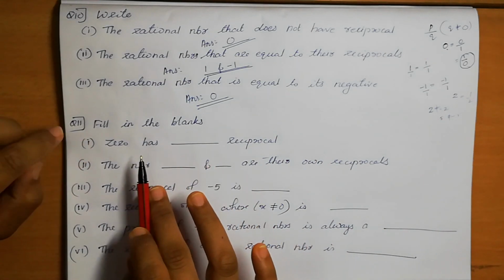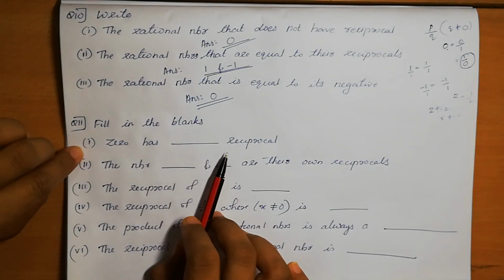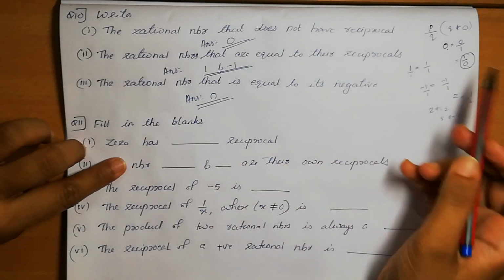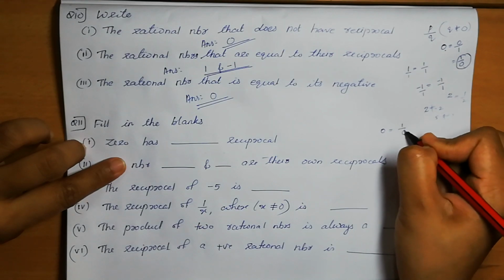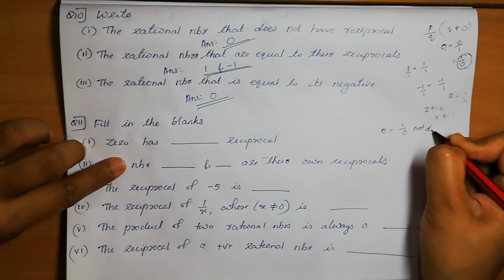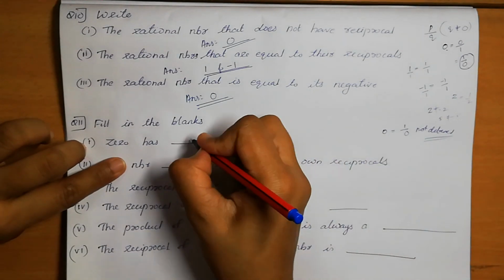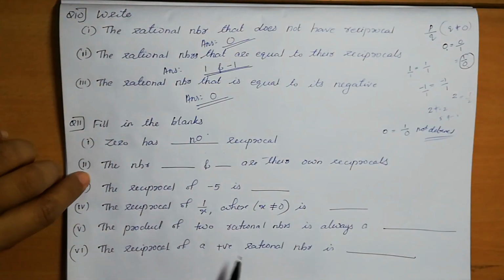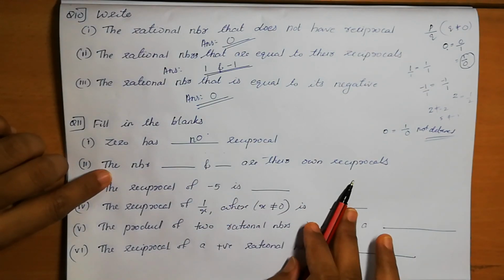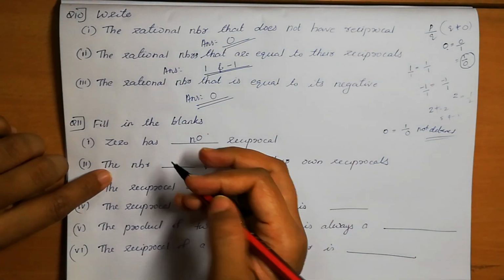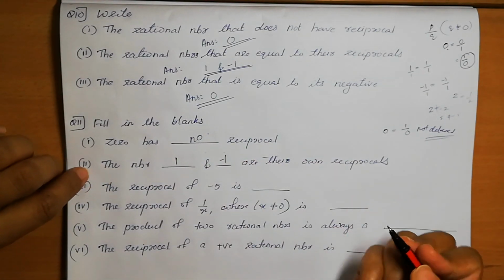Fill in the blanks. 11th question. First one: 0 has dash reciprocal. 0 has no reciprocal, correct. The reciprocal of 0 means 1 by 0. 1 by 0 is not defined. The answer is not defined. That means 0 has no reciprocal. The numbers dash and dash are their own reciprocal. What are the numbers? 1 and minus 1. The reciprocal of 1 is 1. The reciprocal of minus 1 is also minus 1.